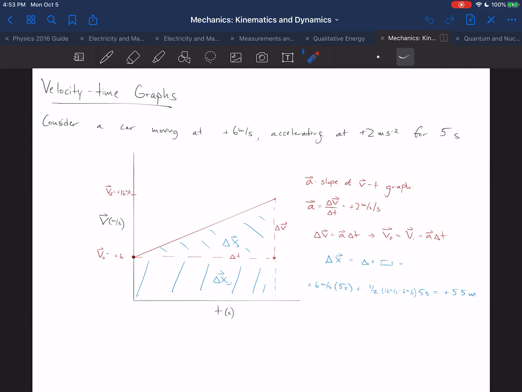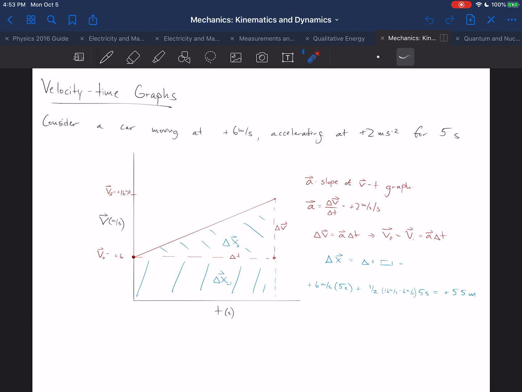Consider a car moving initially at plus 6 meters per second that accelerates at a rate of plus 2 meters per second for every second for 5 seconds. Okay, so this car is gaining 2 meters per second every second for 5 seconds. The first question is, what is their final velocity? Right? What is their final velocity?